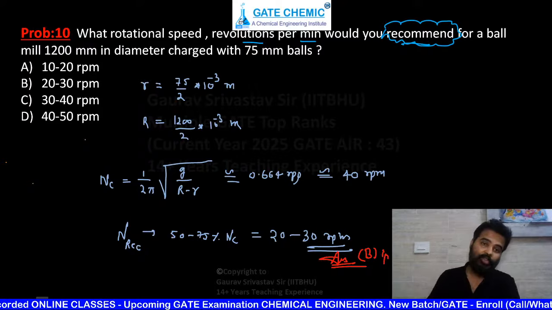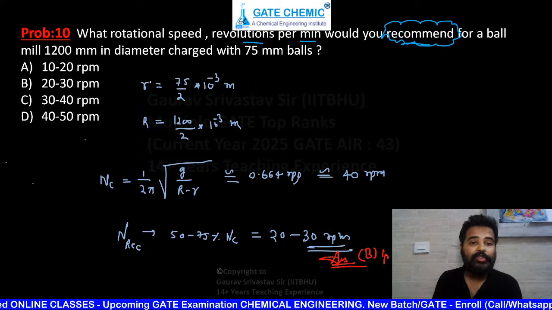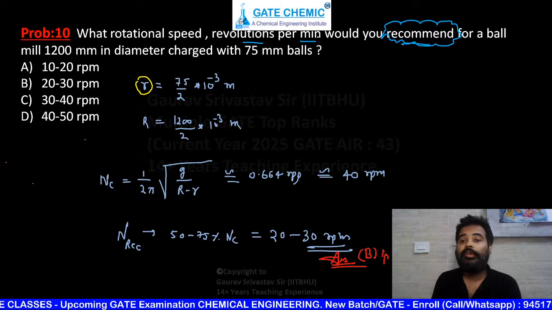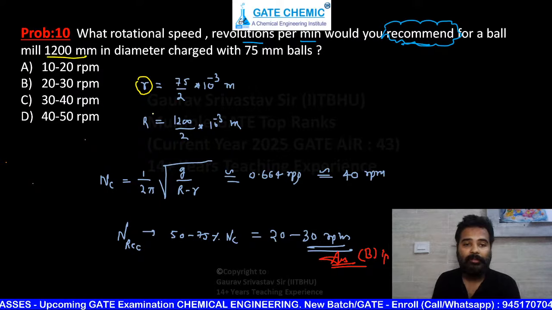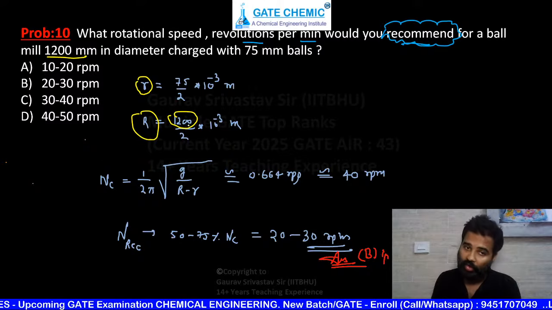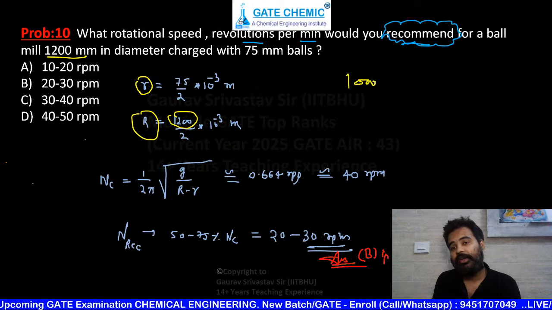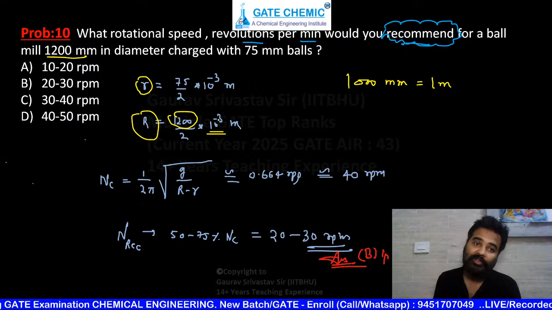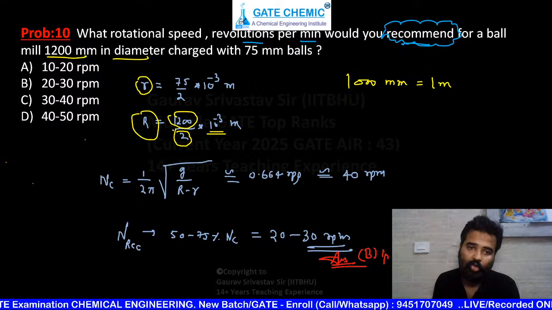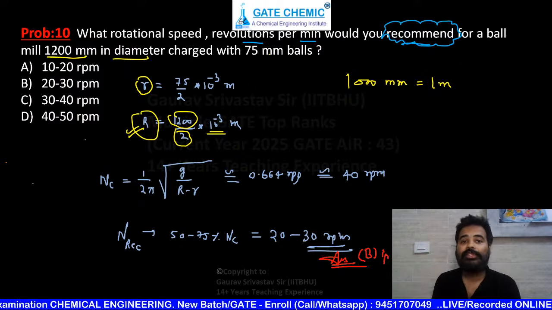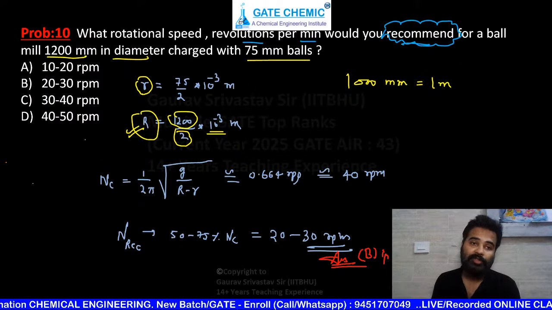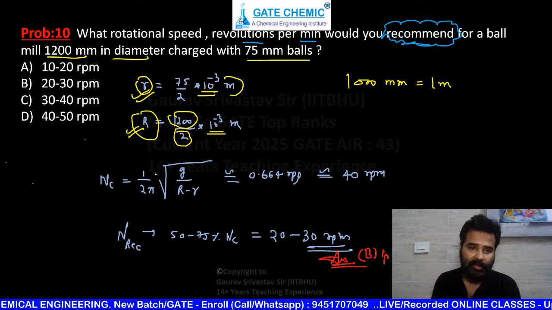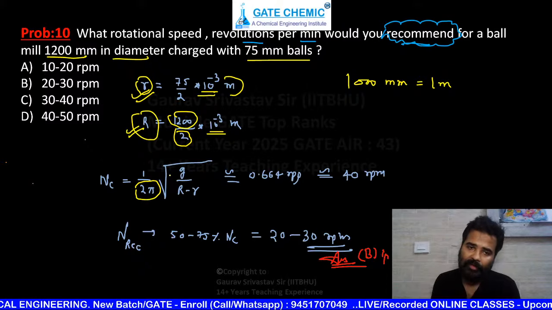Done. So see, in this numerical, first I extract data, my dear students. So first extracted this R radius, because clearly mentioned mill 1200 mm. So this is mill radius 1200 mm. So converted mm to meter, because 1000 mm equals 1 meter. So that's why 10 raised to power minus 3 is present, and dia divided by 2 will give you radius. And same to same, charged with 75 mm balls. So this is ball radius, 75 by 2 mm, and multiplied by 10 to the power minus 3 will give in meter. Now in this, these things are always fixed.